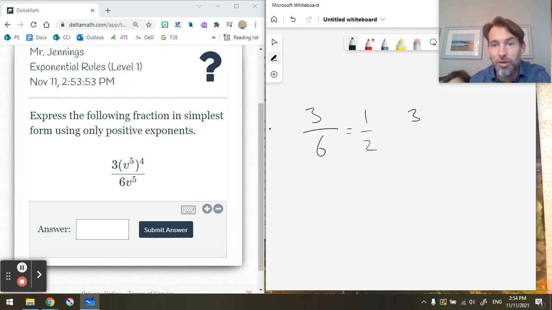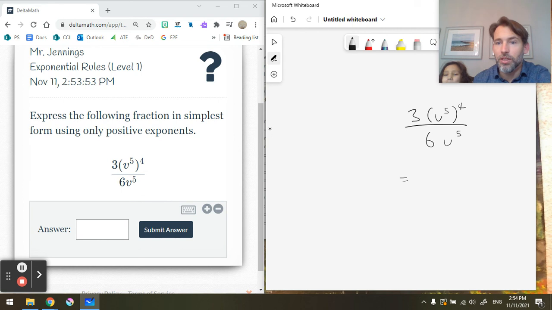3 multiplied by v to the 5 raised to the power 4. That looks like an exponent law type of thing. All divided by 6v to the 5. This is equal to, let's just get this out of there. I was just joking around. So I know that 3 over 6, that's 1 over 2. So I just have v to the 5 to the 4 over 2 multiplied by v to the 5. I've just gotten rid of that 3 over 6. It's now 1 over 2, v to the 5 to the 4.